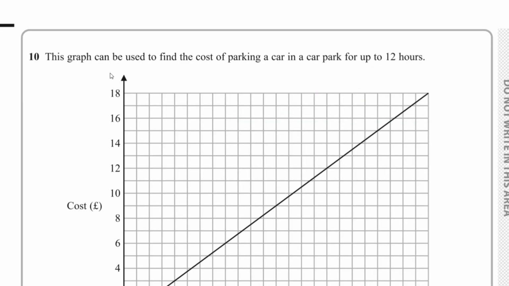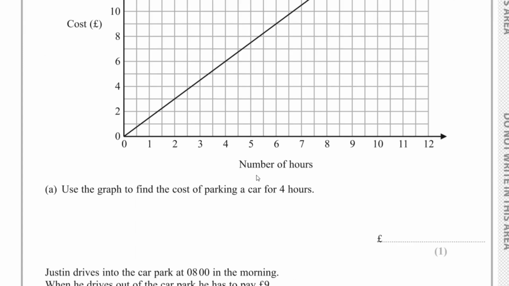Question number 10. This graph can be used to find the cost of parking a car in a car park for up to 12 hours. So we've got the number of hours and the cost. For part A, we have to use the graph to find the cost of parking a car for 4 hours. So the number of hours is 4, so if I draw a line up from 4 and then read across, you will find the cost is 6. So we have £6.